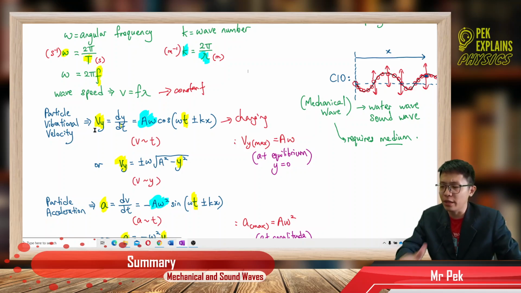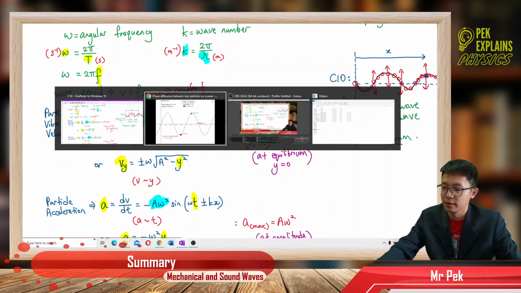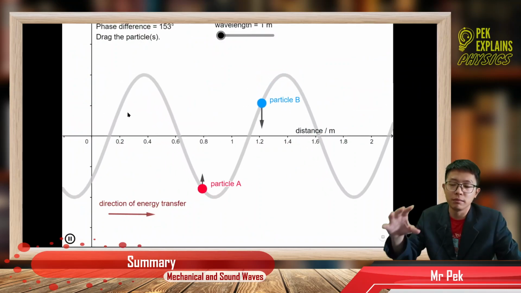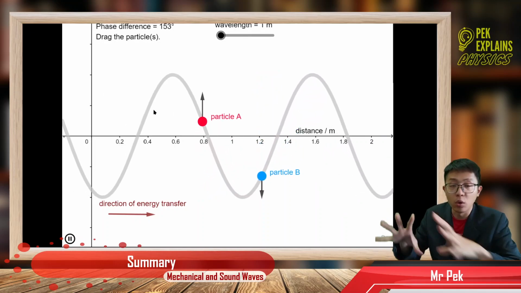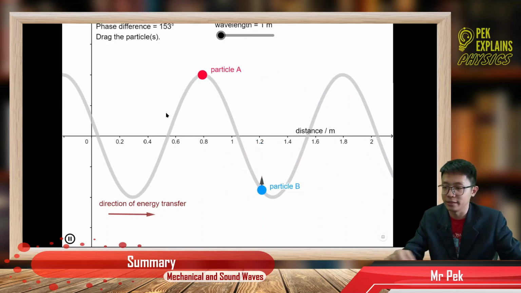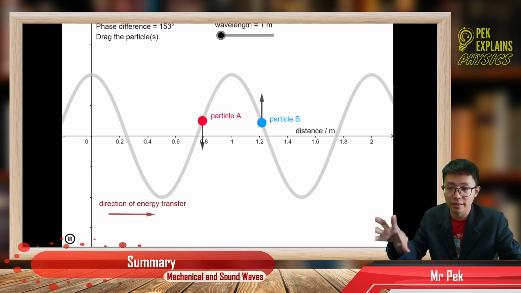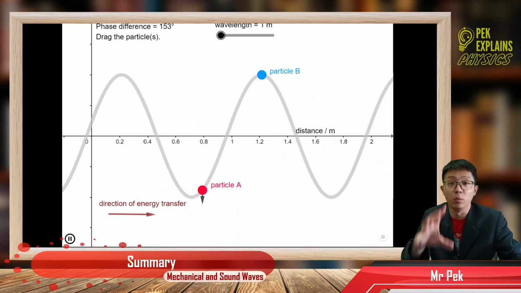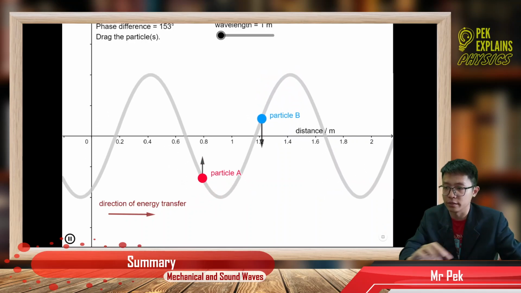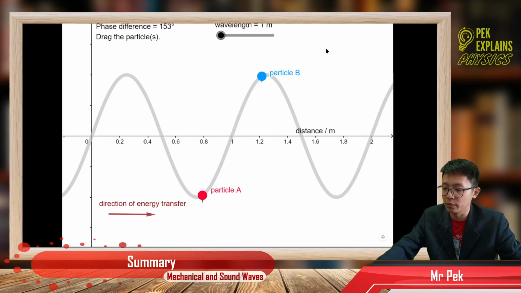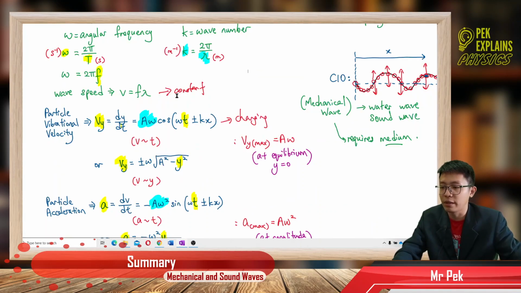What's the difference? Now we have another type of velocity called particle vibrational velocity. What's the difference between particle vibrational velocity and the wave speed? As I mentioned just now, wave speed V equals F lambda. Wave speed means the speed of the wave, the whole wave profile moving to the right. See this one, the whole wave moving to the right at constant speed. Wave speed is always constant. V equals F lambda is always constant.